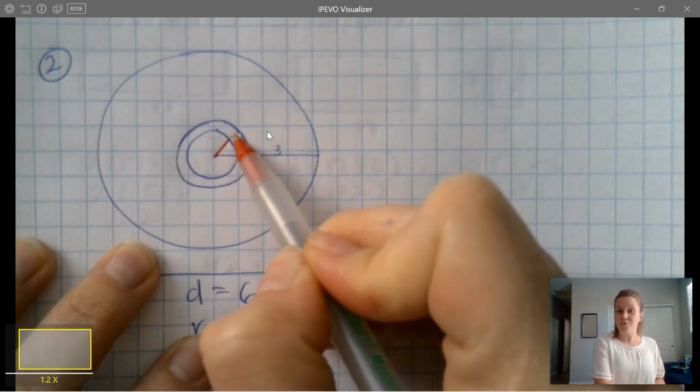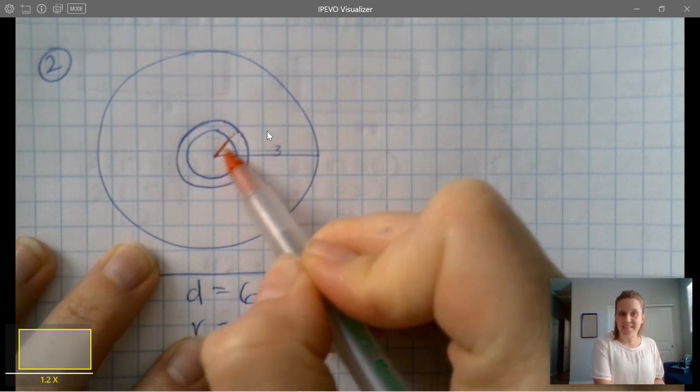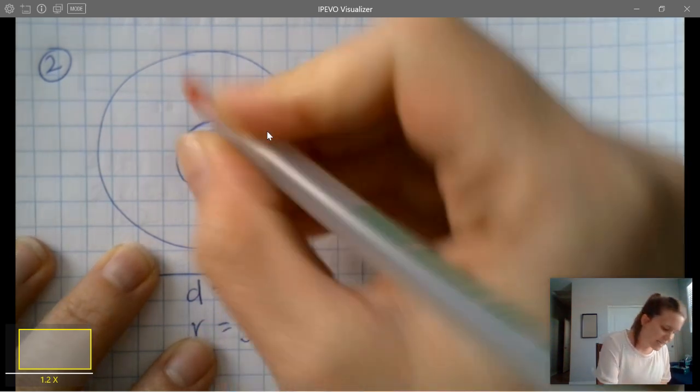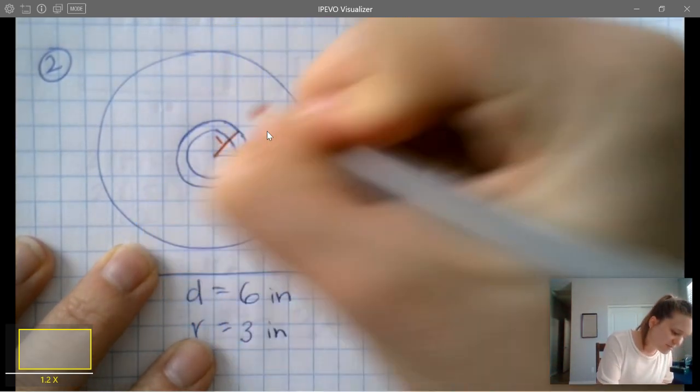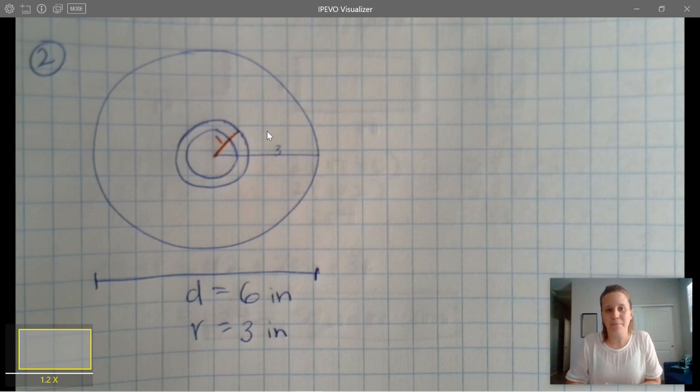0.75 plus 0.25 is 1. So this section, this radius, is 1 inch. The whole thing is 1 inch. Okay? That was a lot of small details.